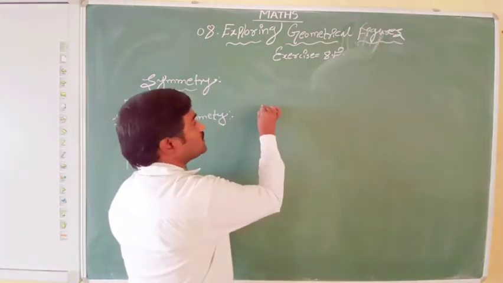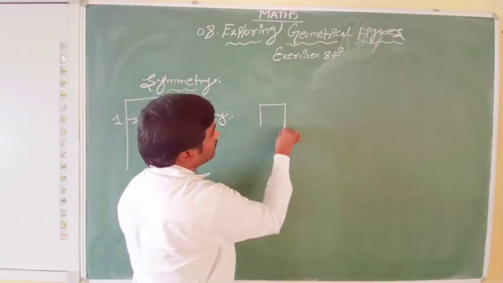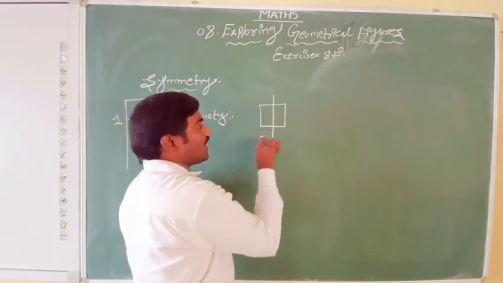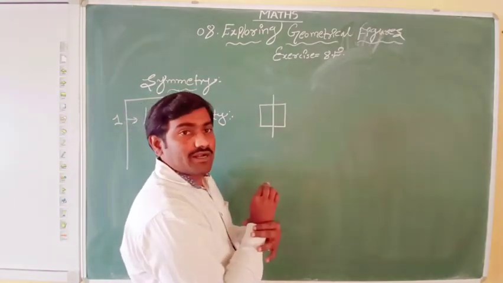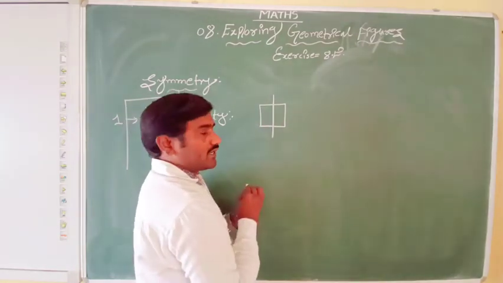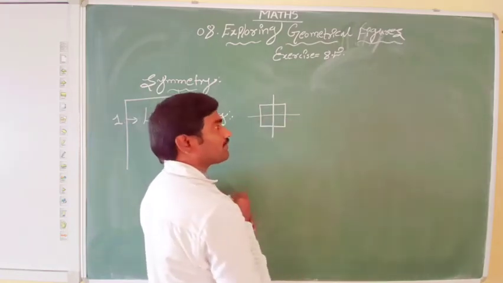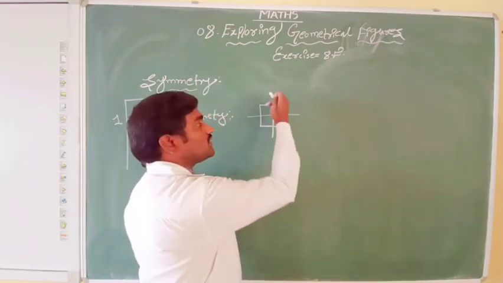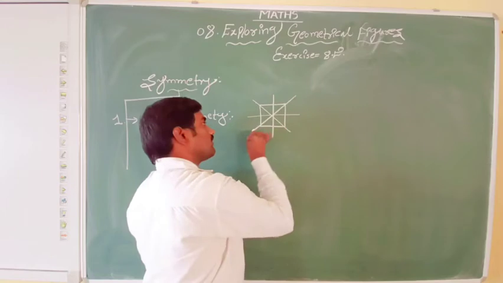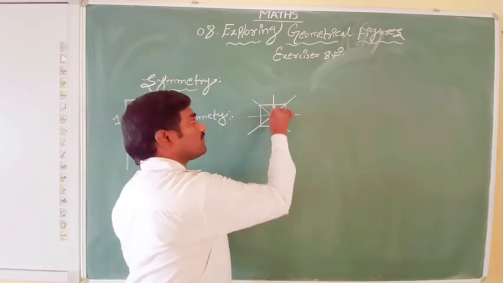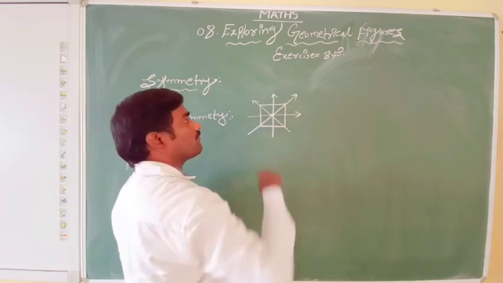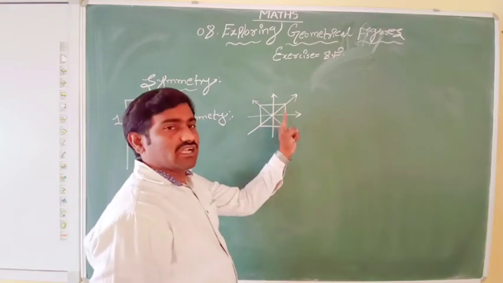Suppose I have taken a geometrical figure, a square. See that? Take a square and draw a vertical line. It is divided into two equal identical parts. See that there is not even a change. And take a horizontal line. Now it's also possible. It's also divided into two equal identical parts. Now you take a diagonal. Yes. Now see that: 1, 2, 3 and 4. It has 4 axes of symmetry.